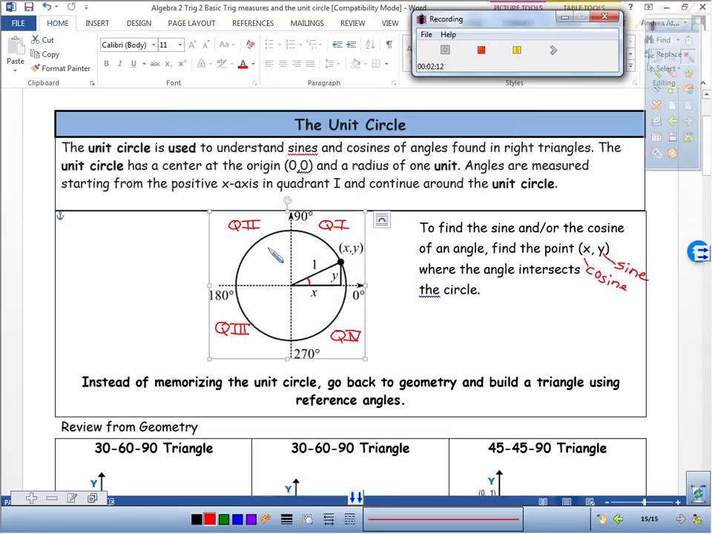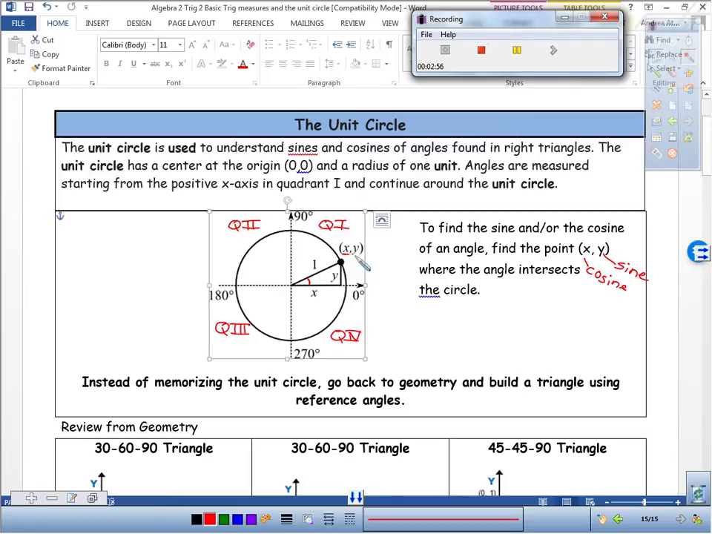What about cosine here? The x value. Over here, what's that? Positive or negative? Negative. So the cosine will be negative here. What about here? It's negative, so cosine's negative here. How about here? Positive. So cosine's going to be positive on this side of the graph because x is positive here. On this side, cosine's going to be negative because the x value is negative.